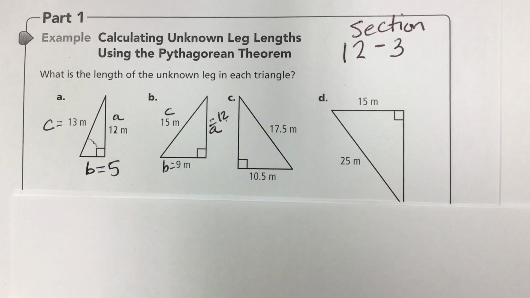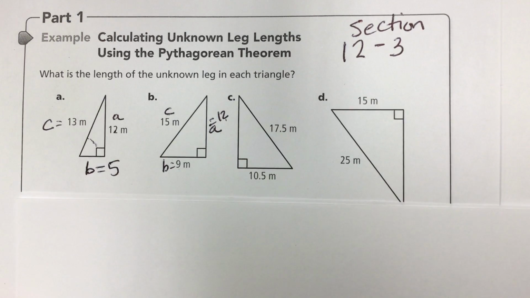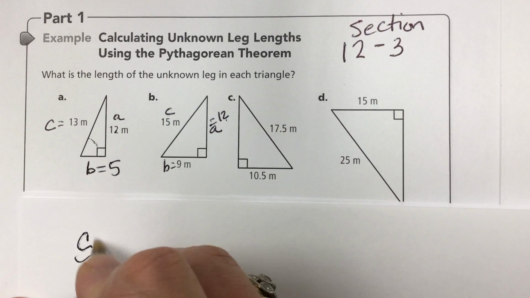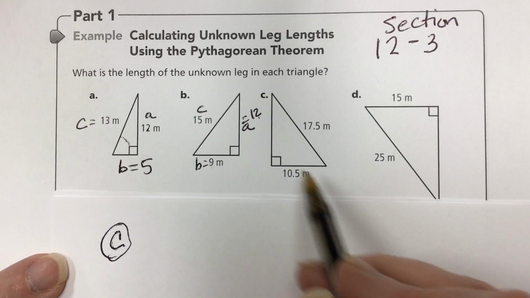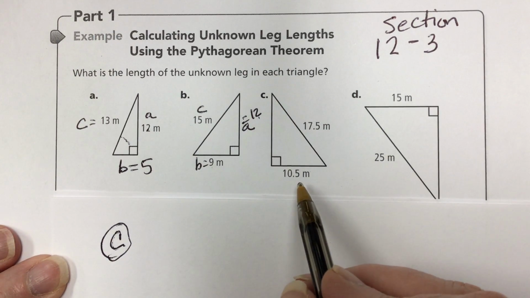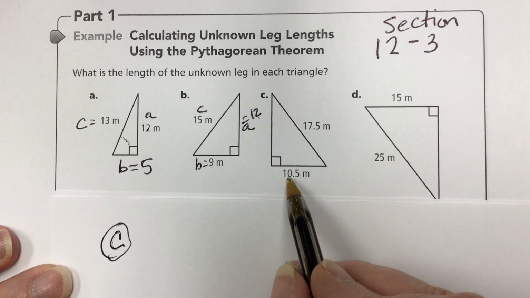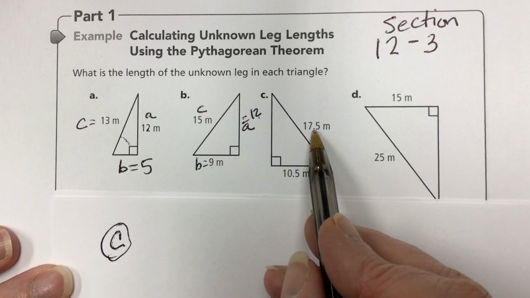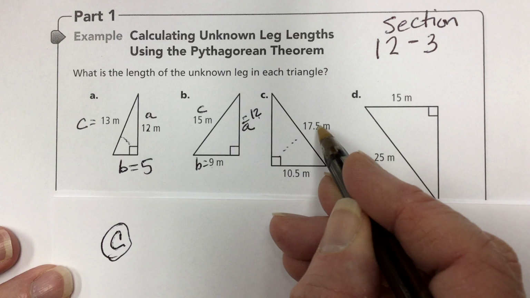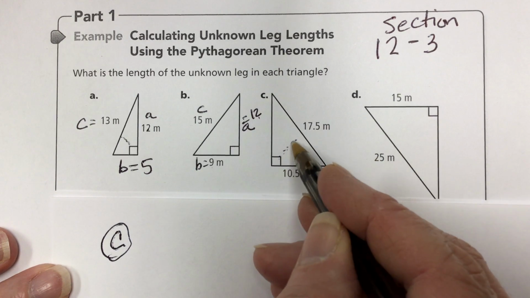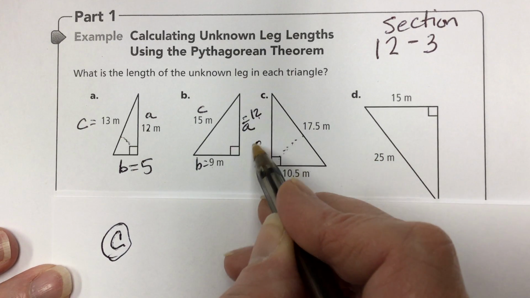Continuing with 12-3, Part 1. Let's find the length of the missing side of the right triangle of C. So I have a leg 10.5, a hypotenuse of 17.5. It's the side opposite the right angle. So I'm missing a leg.